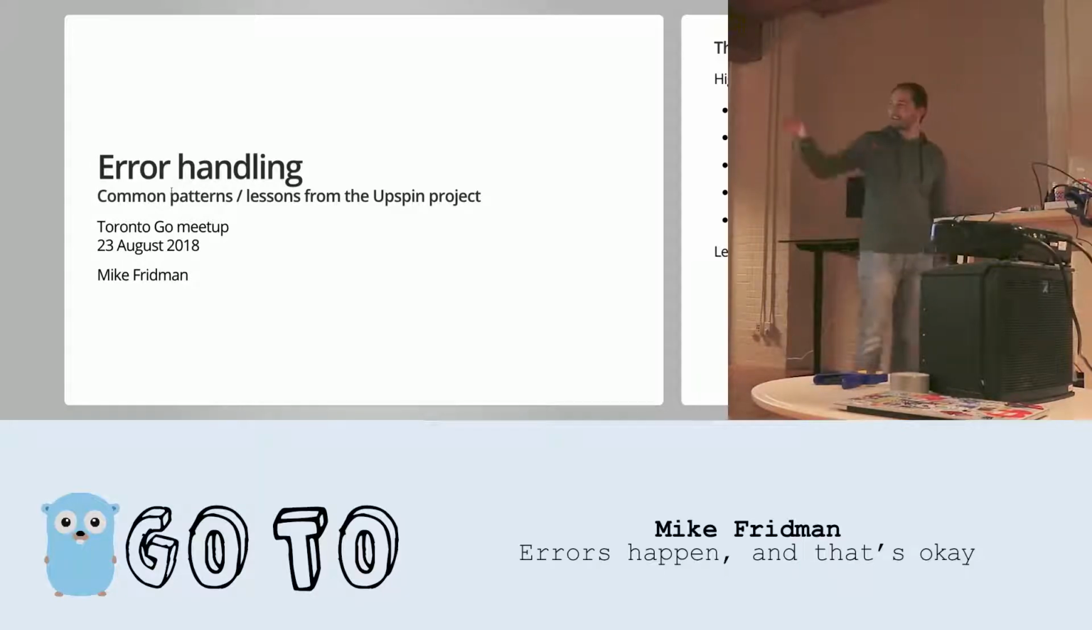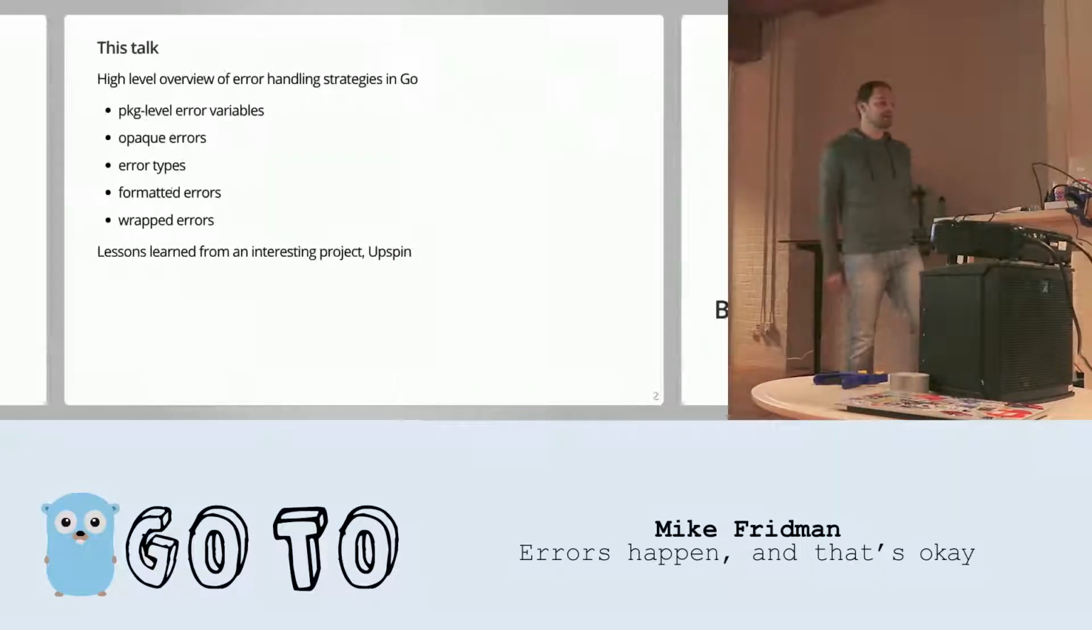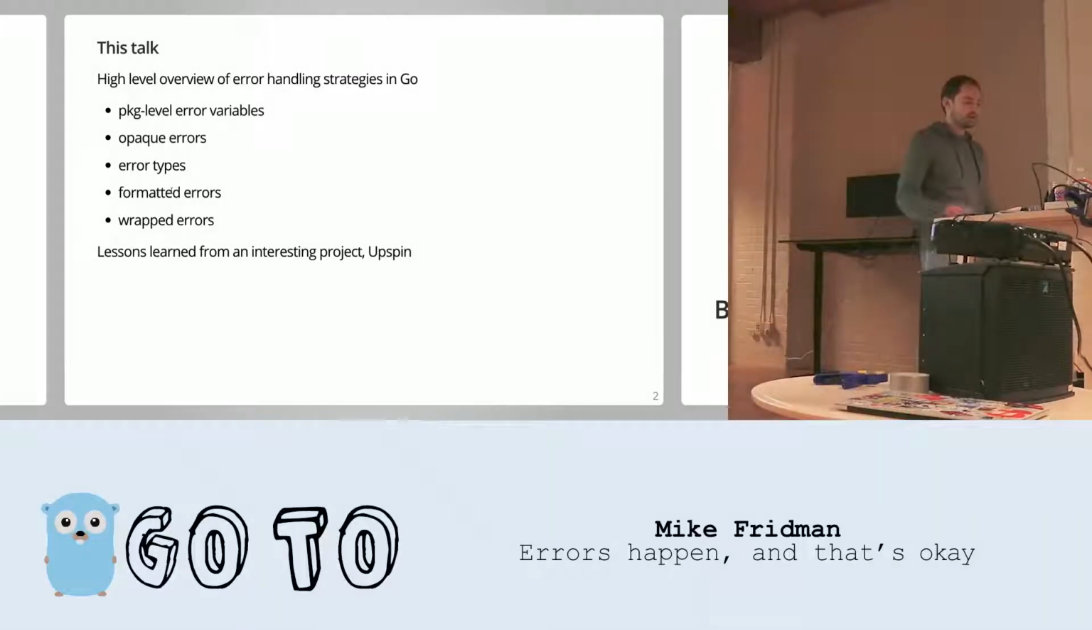So this talk at a high level is going to be the core patterns that we see in error handling in Go. And then later on, towards the end of the talk, we'll talk about the Upspin project and some lessons we can learn from there.